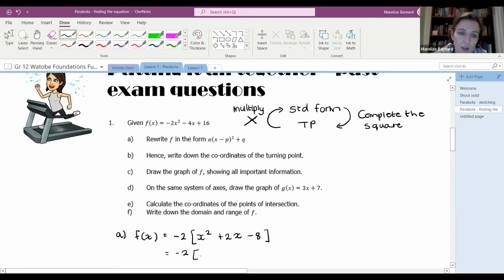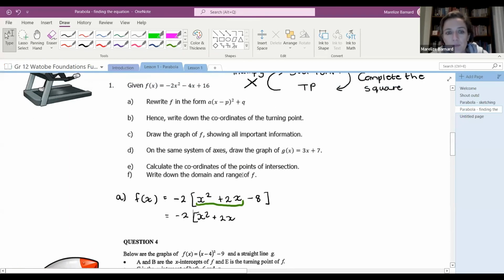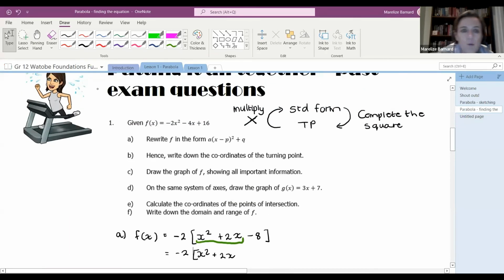Okay, we are going to complete the square for x squared plus 2x. So for these two terms here, we complete the square. To do that, we take half the coefficient of the x term. So half of the 2, that's 1. And we're going to add it and square it.